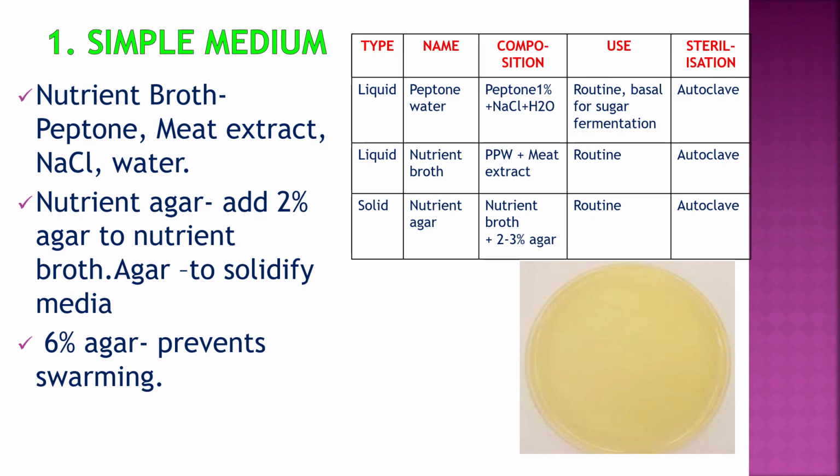First ingredient is nutrient broth, which contains peptone, that is the protein part, then meat extract, sodium chloride and water. If you add agar to this nutrient broth, it becomes nutrient agar. The role of agar is to solidify the media. The concentration used is 2%. If you use a 6% concentration of agar, then it prevents swarming of bacteria like Proteus.